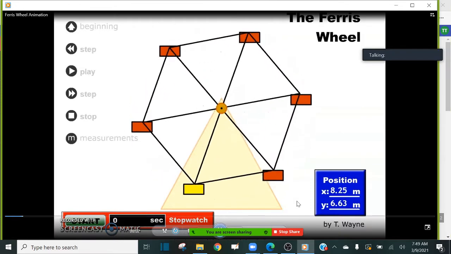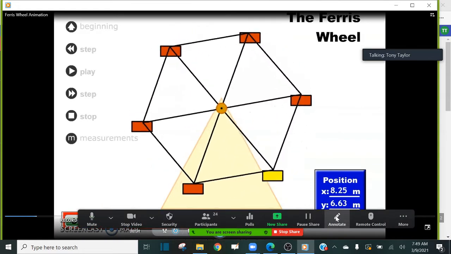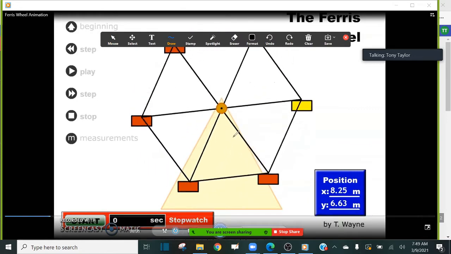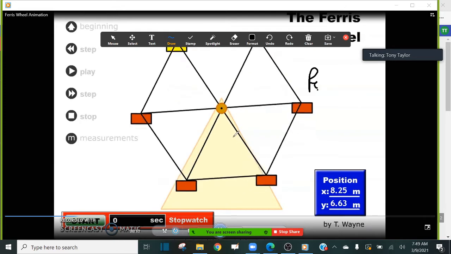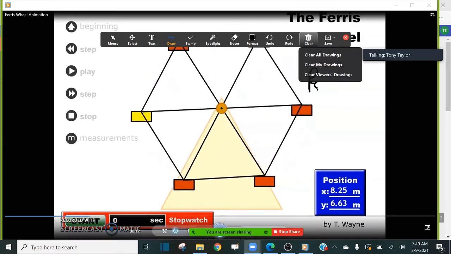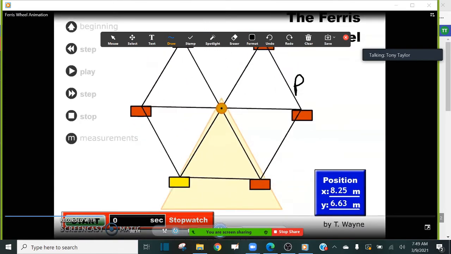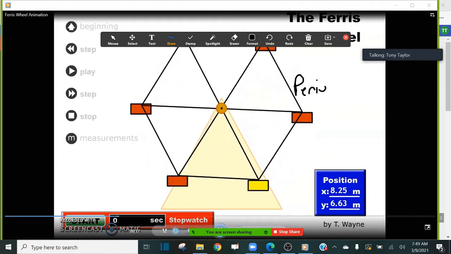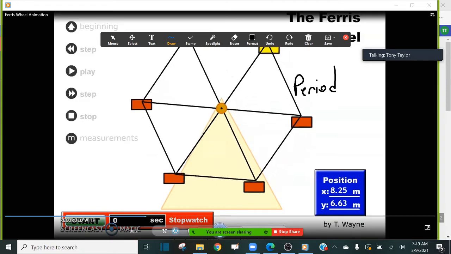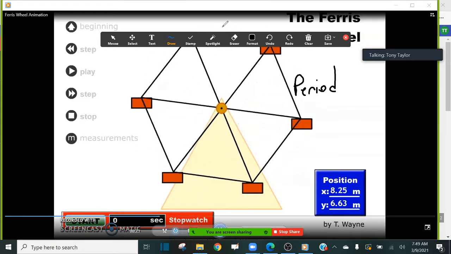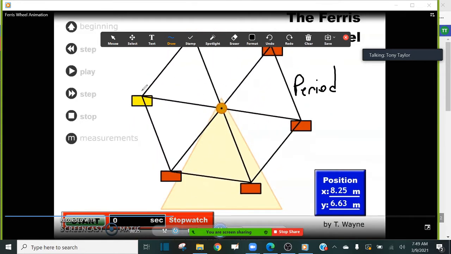So remember what I said period is. Period just refers to how long it takes for the Ferris wheel to go one cycle. Okay, that's what period refers to. How long it takes the Ferris wheel to go one cycle. So guys, look at this box in yellow. Here's what we're going to do.